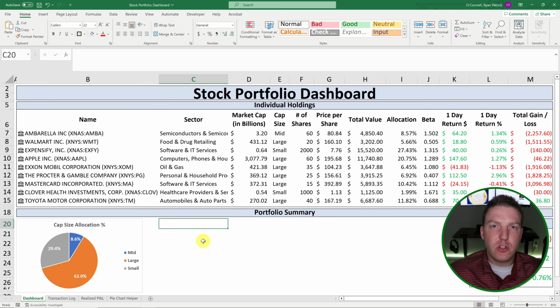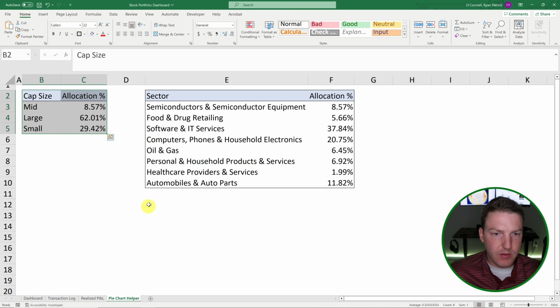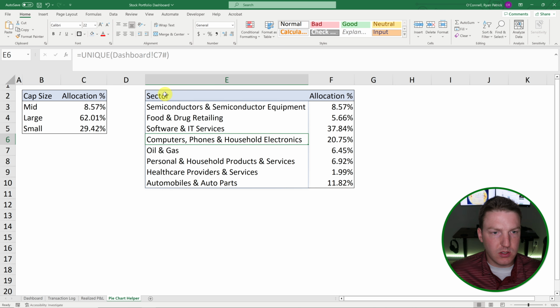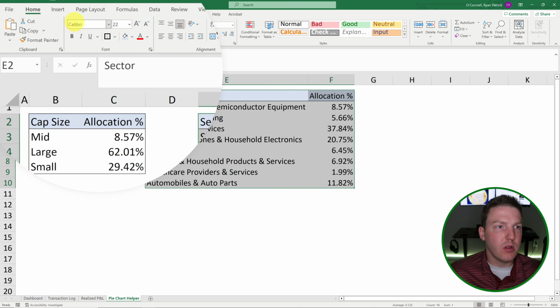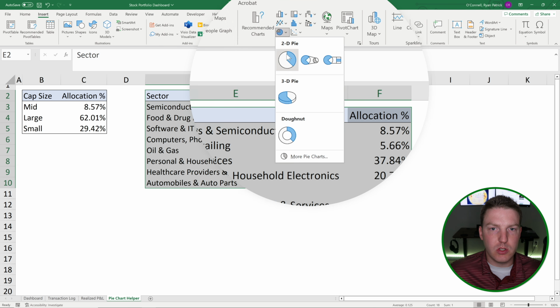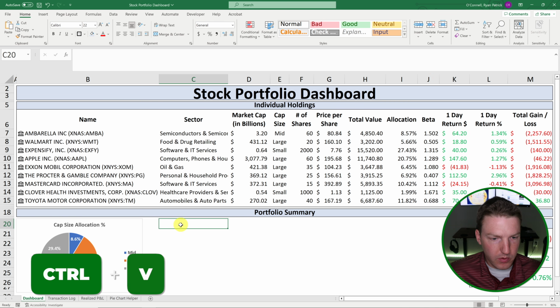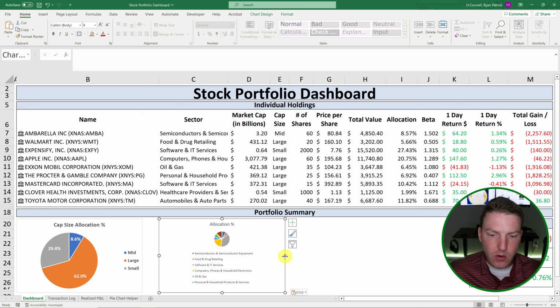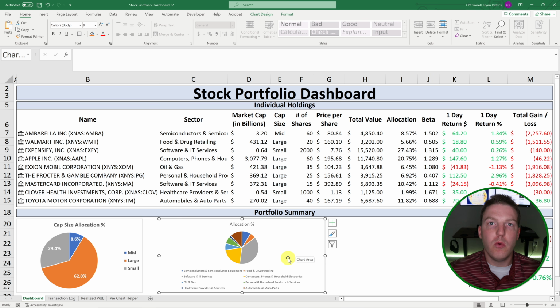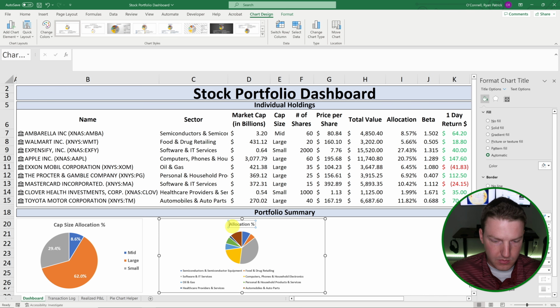Now let's add a pie chart that shows what sectors we are most heavily or least heavily invested in. And we can just do the same thing as last time where we highlight this whole table. Then we go to insert, charts, grab the 2D pie chart, hit Control X, and then we will paste it over here, Control V. And now I'm going to speed it up once more while I go to work on formatting.